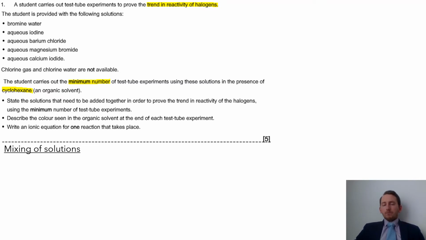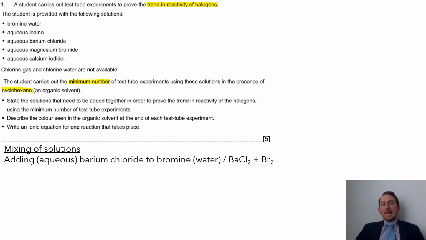So, to start with, if we take barium chloride and we add bromine to it, you can write that out in words, or as an equation, BaCl2 plus Br2. Now, if you've got your periodic table, it goes fluorine, chlorine, bromine, and iodine. We don't have any chlorine water, so we've got barium chloride and then bromine.